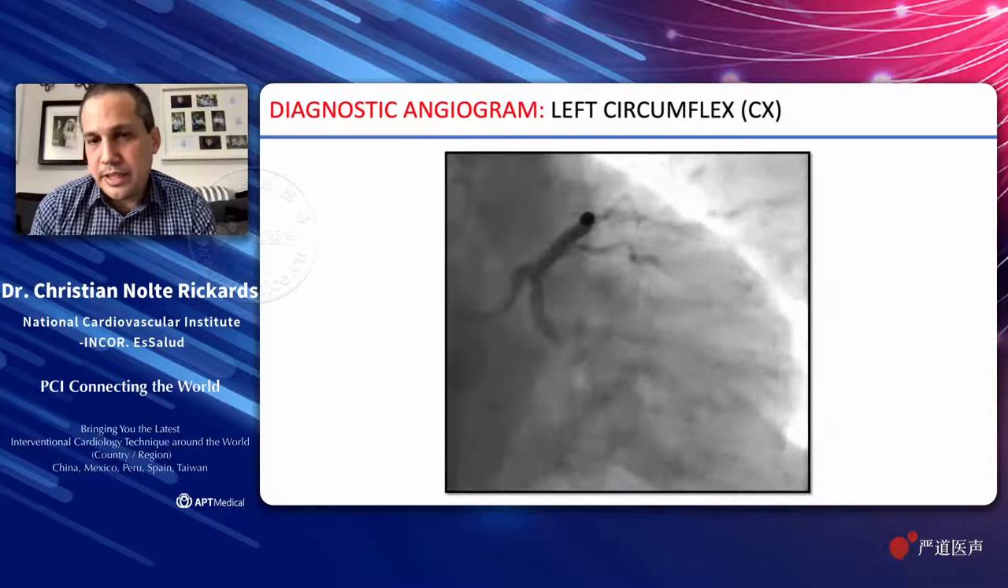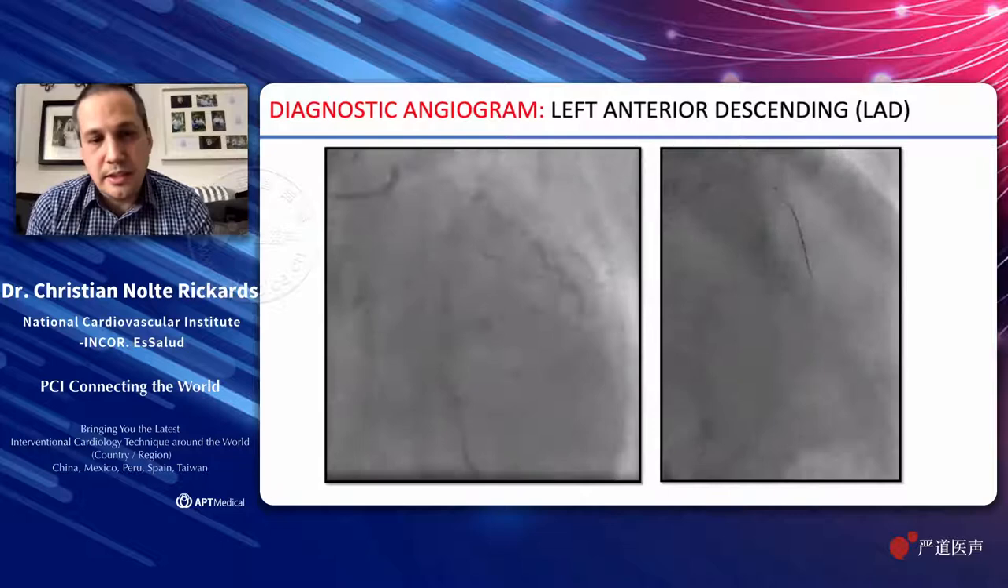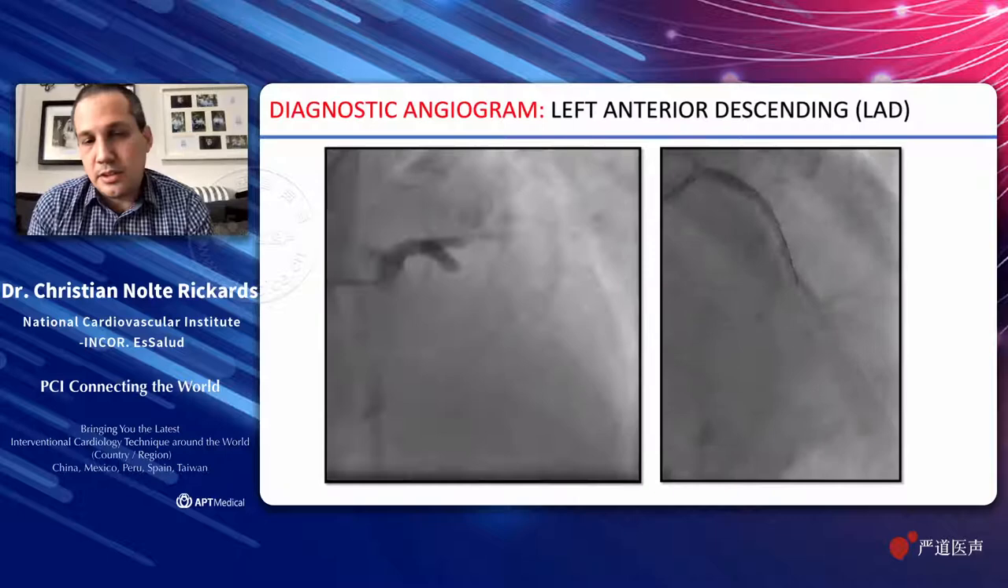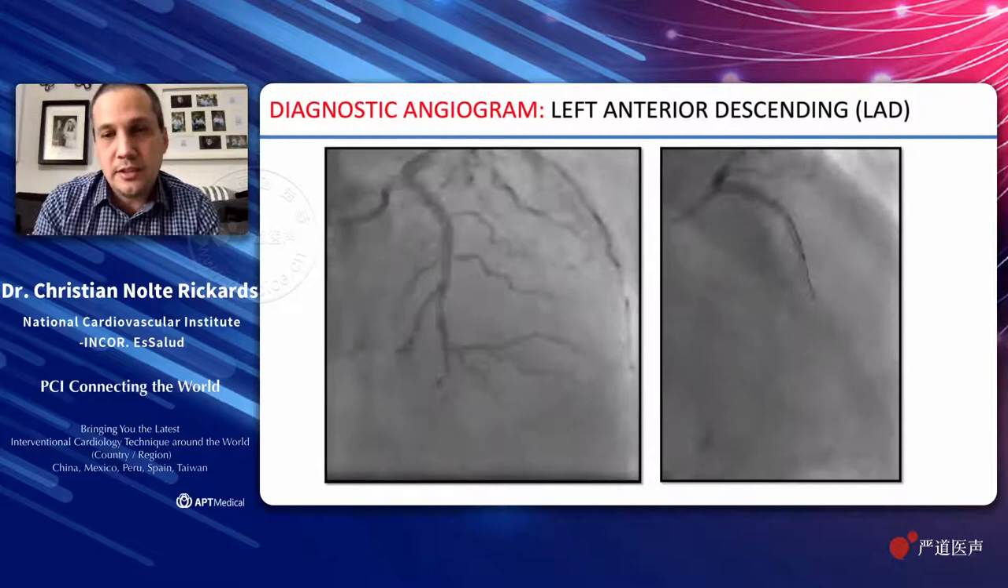And the LAD, which was the vessel responsible for the infarction, as you can see, had a thrombotic occlusion, but we still had some flow into the distal part of the artery. So at that point, we decided to open the artery because of the post-myocardial infarction angina.